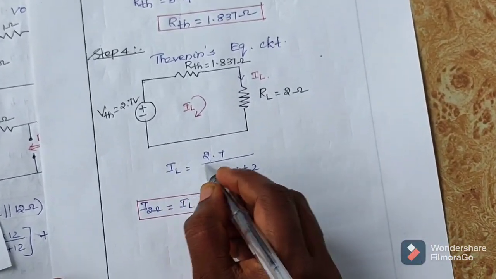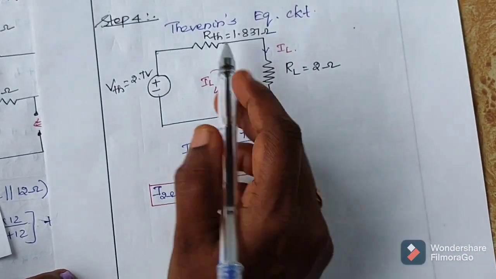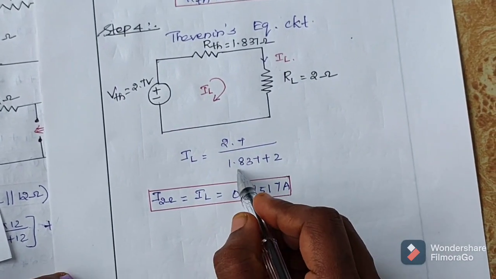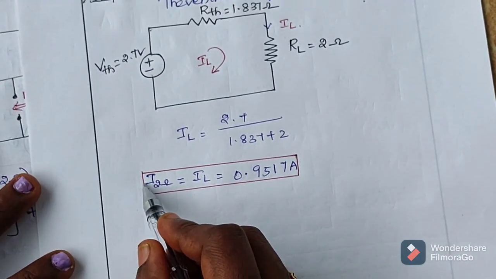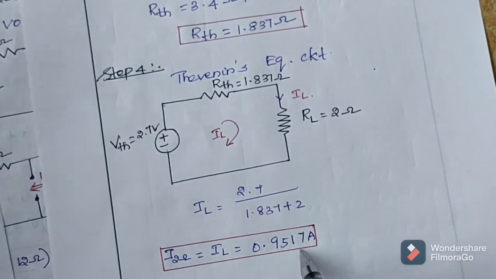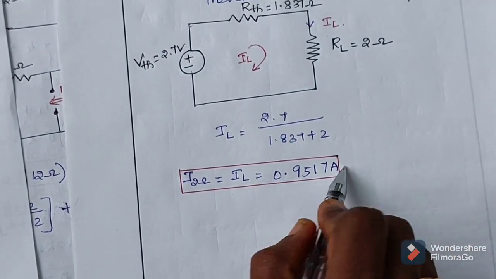As per Ohm's law, I is equal to V by R. So here V is 2.7 divided by R. So these two are connected in series. So add this, if we simplify this, you will get the current across the 2 ohm resistance. Current across 2 ohm resistance is 0.9517 ampere. Unit for current is ampere.